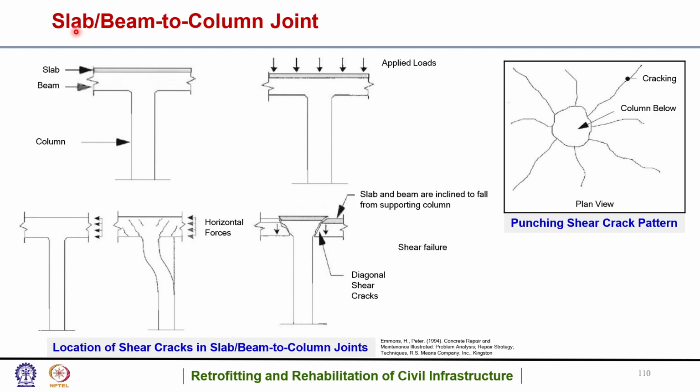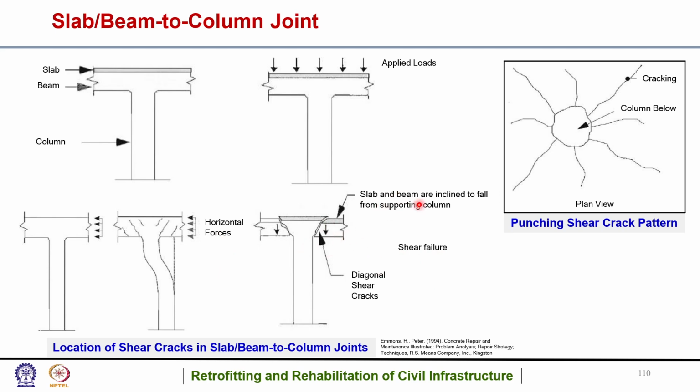And then if we talk about the slab-beam to column joint, this is the slab, this is the beam, and it is connected to the column. If we look here, these are the applied loads, and there are horizontal forces here. So what happens is there is a shear failure occurring sometimes.